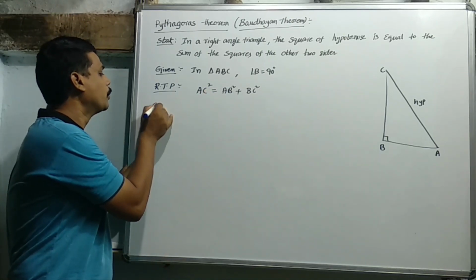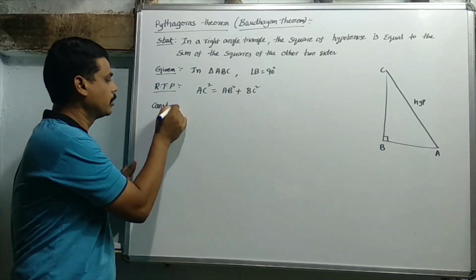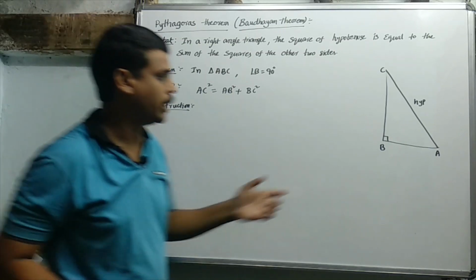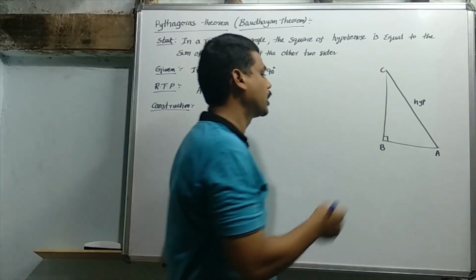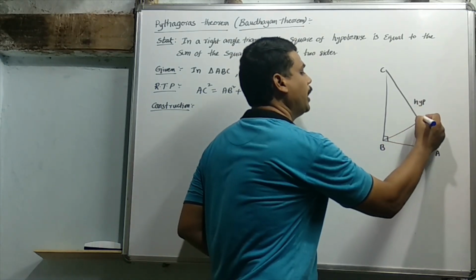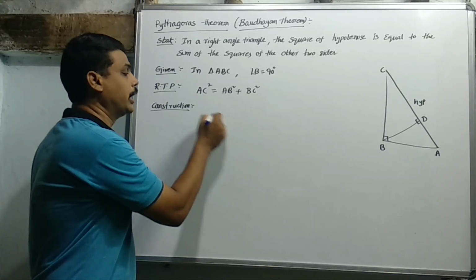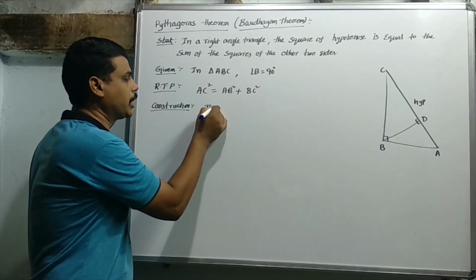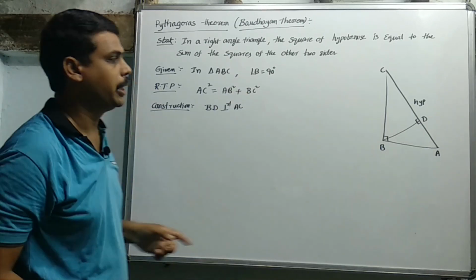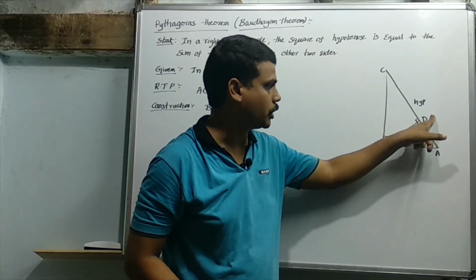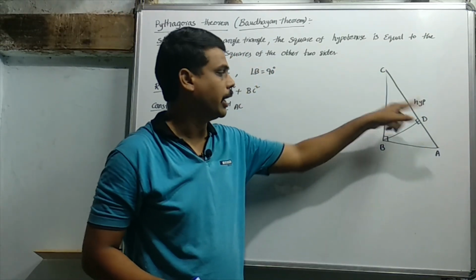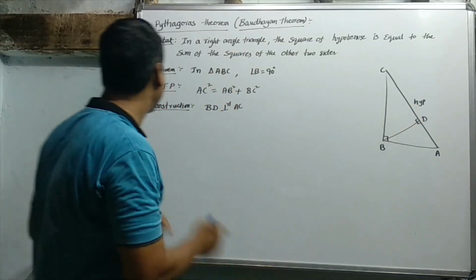Now you need a small construction. To prove this theorem, you need a small construction. Let us take BD, and construct BD perpendicular to AC. You take the line BD, and this line should be perpendicular to AC. Now you have two small triangles and one big triangle. Now you have to prove this.